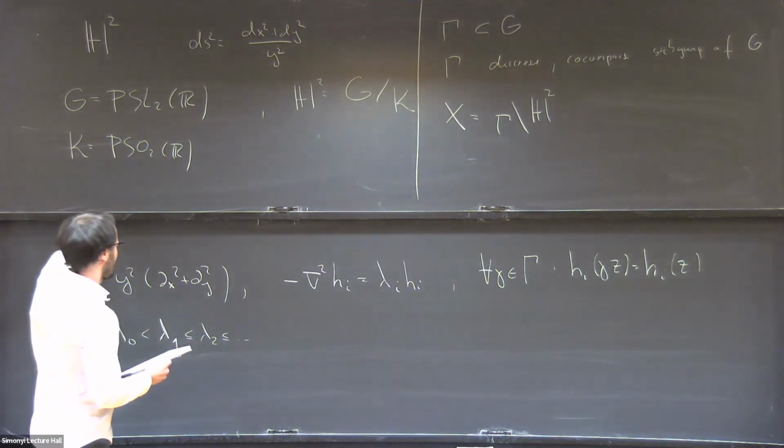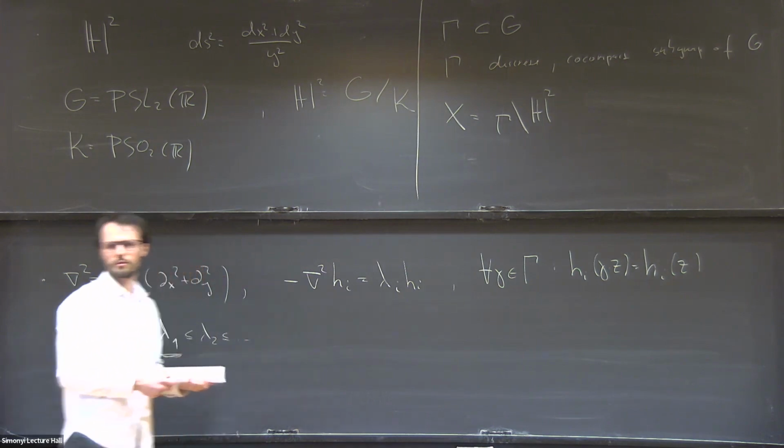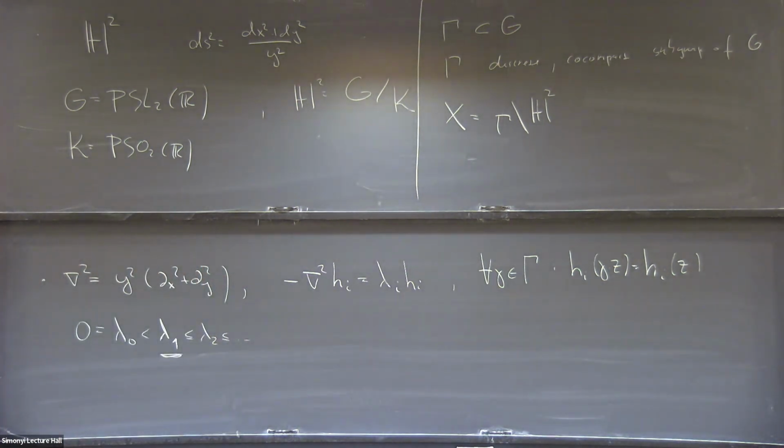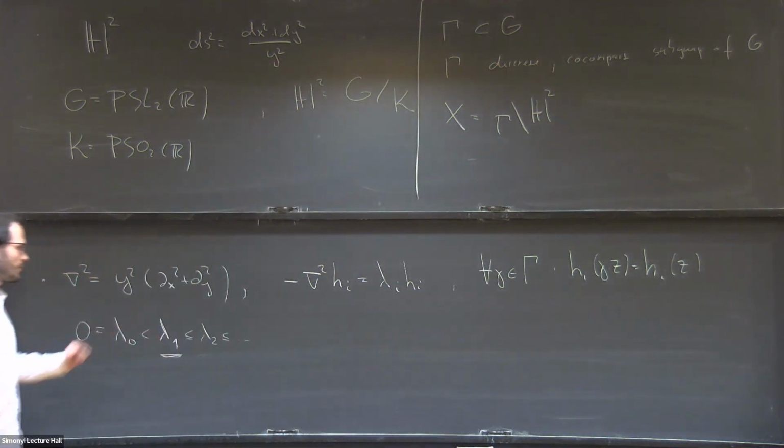So what's the main result? The fact that you don't have a continuous spectrum. Oh, it's because I'm assuming it's compact. Yeah. Okay.